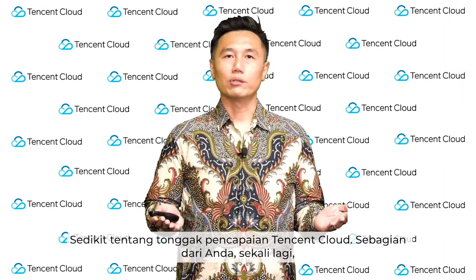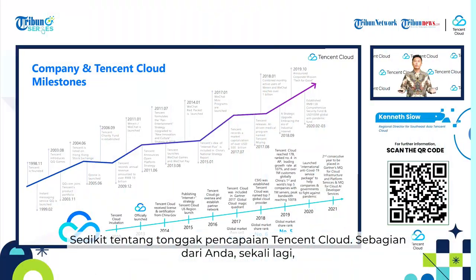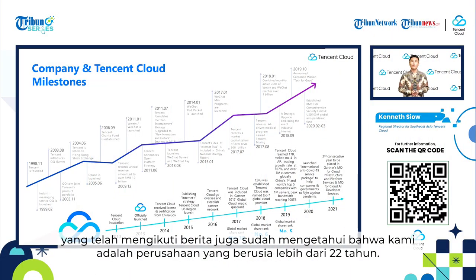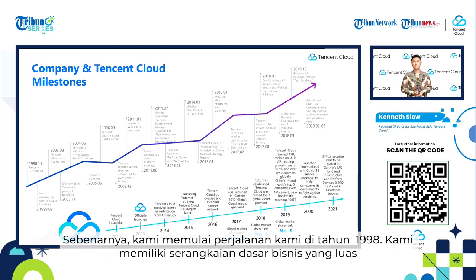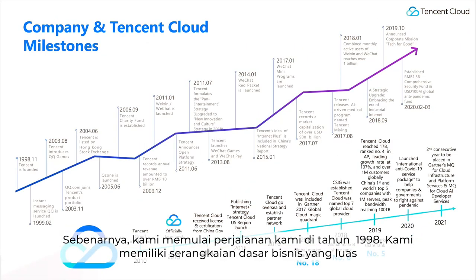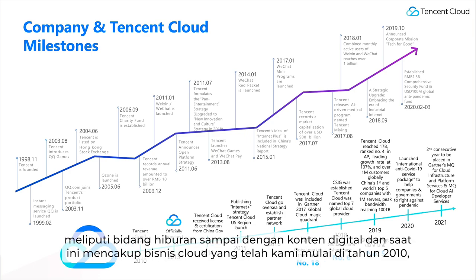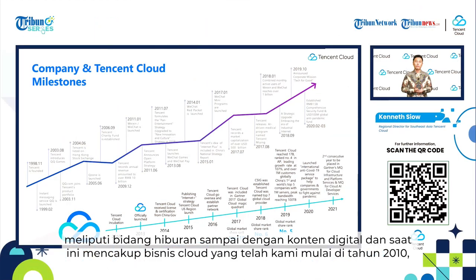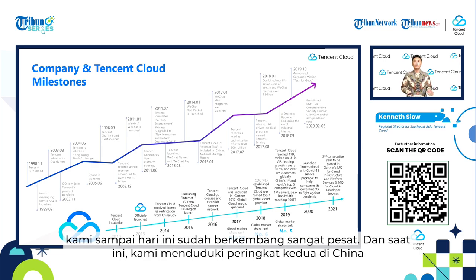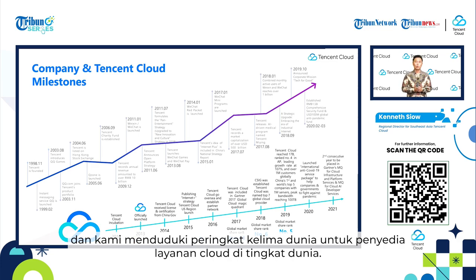A little bit about the milestones of Tencent Cloud. Some of you who have been following the news have also been reading that we are a more than 22 years old company. In fact, we started our journey in 1998. We have a broad-based set of businesses spanning from entertainment all the way to digital content. And now with the cloud business, which we started in 2010, we have grown in leaps and bounds. Today we are the number two player in China, and globally the number five cloud service provider in the world.